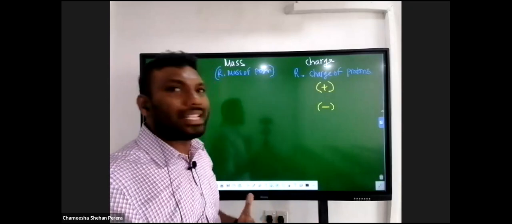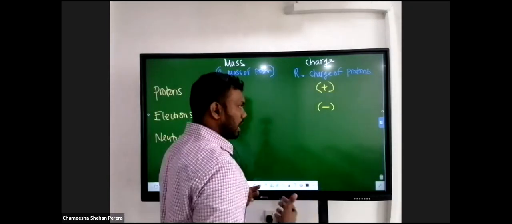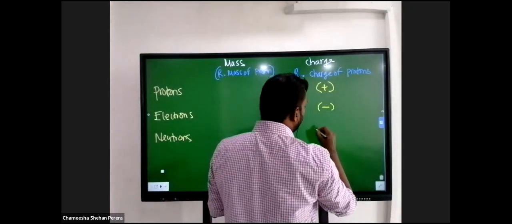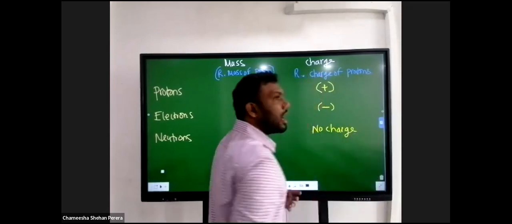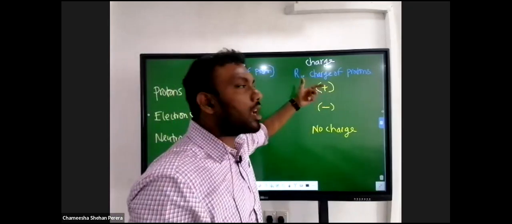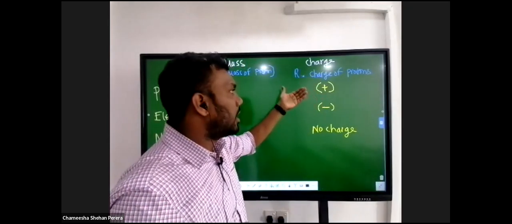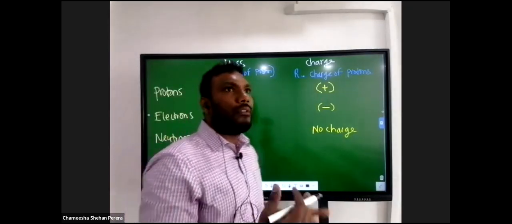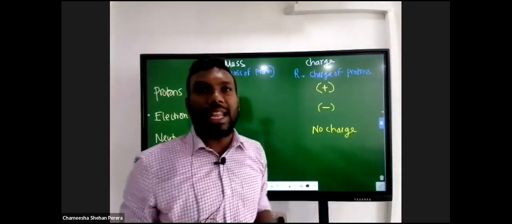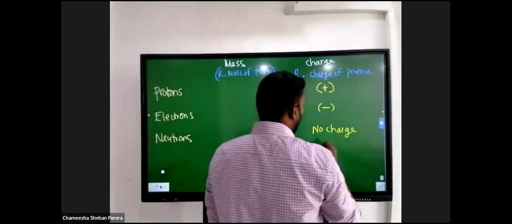So a neutron has no charge, and we can simply write no charge. Positively charged objects are called positive objects, and negatively charged objects are negative objects. If you have neither positivity nor negativity, you call it a neutral object.